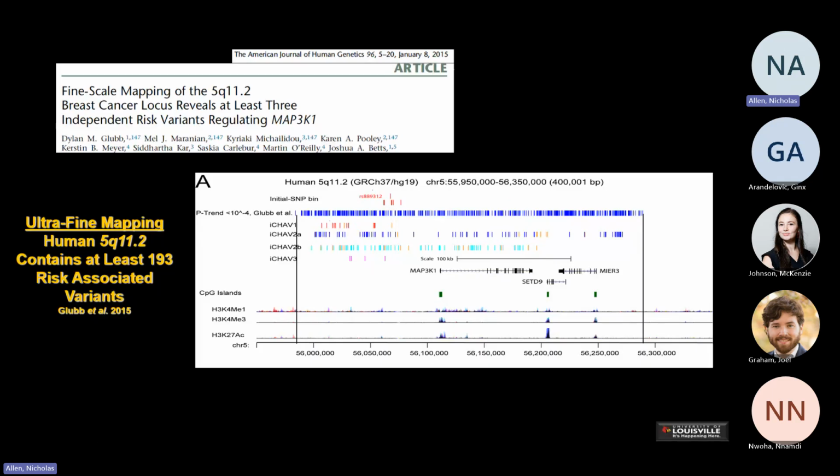So where do you think these variants are located? What type of DNA do you think they're in? All of these are in non-coding DNA. Okay? None of them are in exons. They're in introns of these genes.